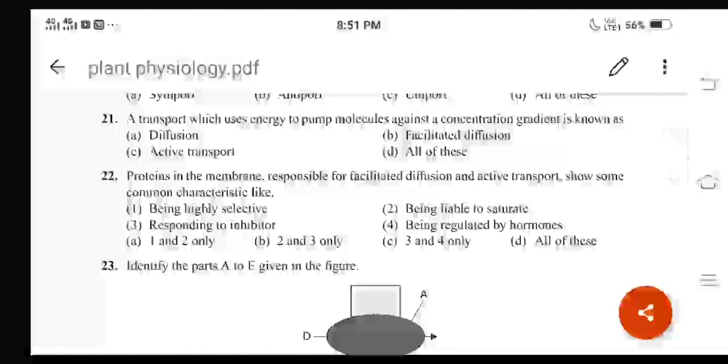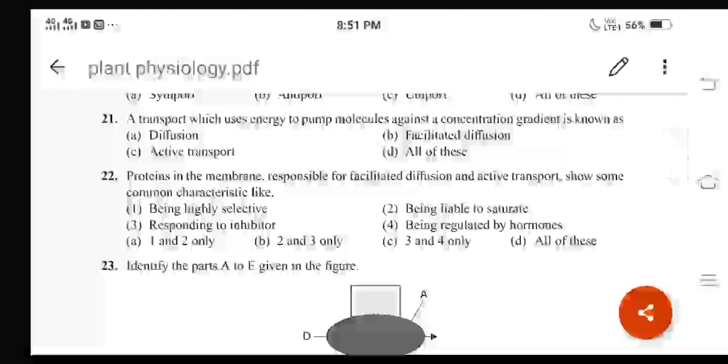A transport which uses energy to pump molecules against a concentration gradient is known as. Okay, what are the different options here? One is diffusion, then second one is facilitated diffusion, then third one is active transport, then fourth one is all of these, right? And here, the correct option will be active transport only.